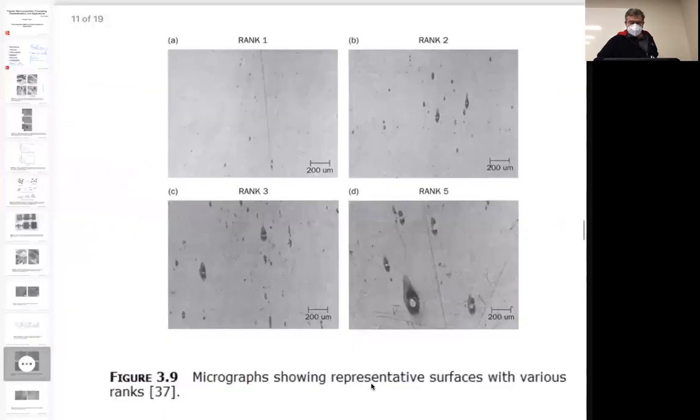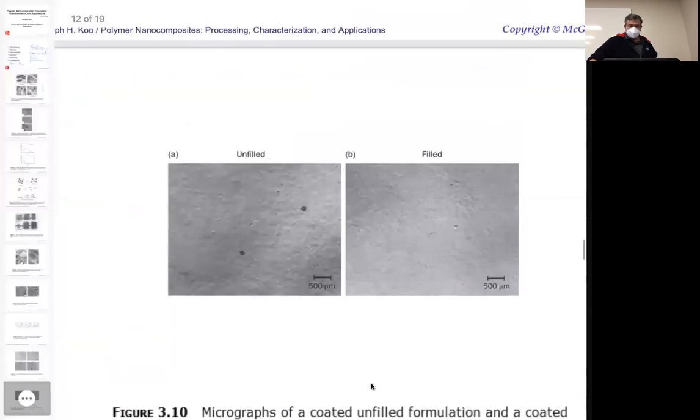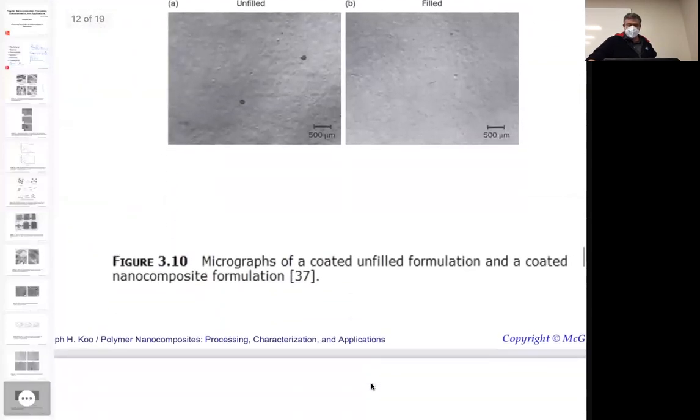All right. And of course, I don't know what that is. That's a tribological thing. I don't know much about that.